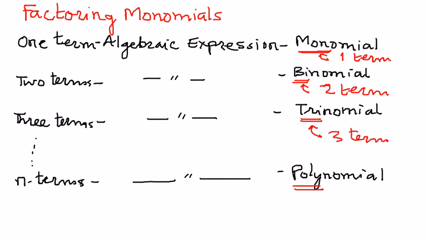Poly means many terms. There could be many terms in an algebraic expression. So if we have many terms, we call it a polynomial. So this is just a basic introduction about polynomials. Monomial is one term, binomial is two terms, trinomial is three terms. Many terms, we call it a polynomial. We will be dealing with these monomials and binomials and trinomials as we advance into this playlist.